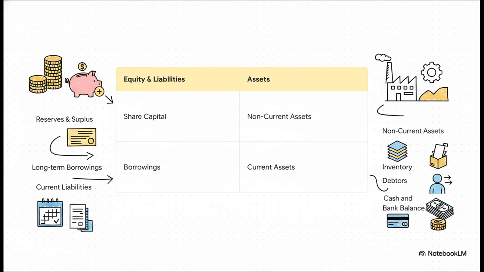This breaks down what a company legally owes versus what it legally owns. On the equity and liability side, what it owes, we have share capital, reserves and surplus, long-term borrowings like debentures, and current liabilities like short-term loans or outstanding bills. Flipping over to the asset side, what it actually owns, we have non-current assets. These are your long-term holds: land, building, machinery, goodwill, patents. Alongside those are current assets, which are the more liquid items like inventory, debtors, cash, and your bank balances.